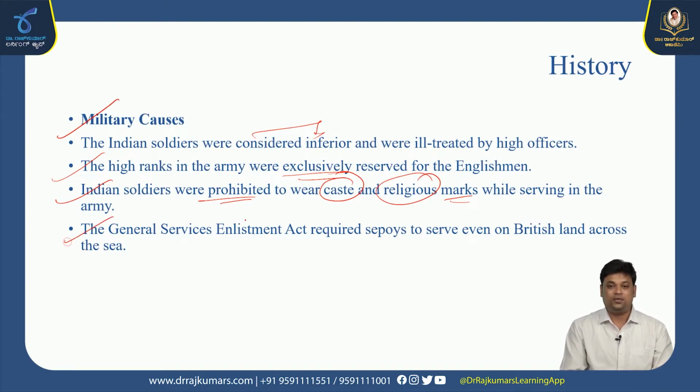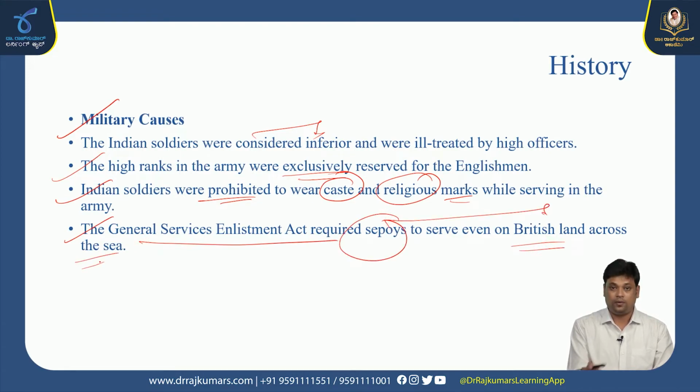The General Service Enlistment Act required the Sepoys to serve even on British land across the sea. For example, if there is a requirement in the region of Africa, a Bengal regiment, which is an army under the control of the East India Company, is supposed to sail over the sea. According to the Hindu religion, crossing the salt water is considered the loss of caste. That is the reason, and they felt their religion was in danger.